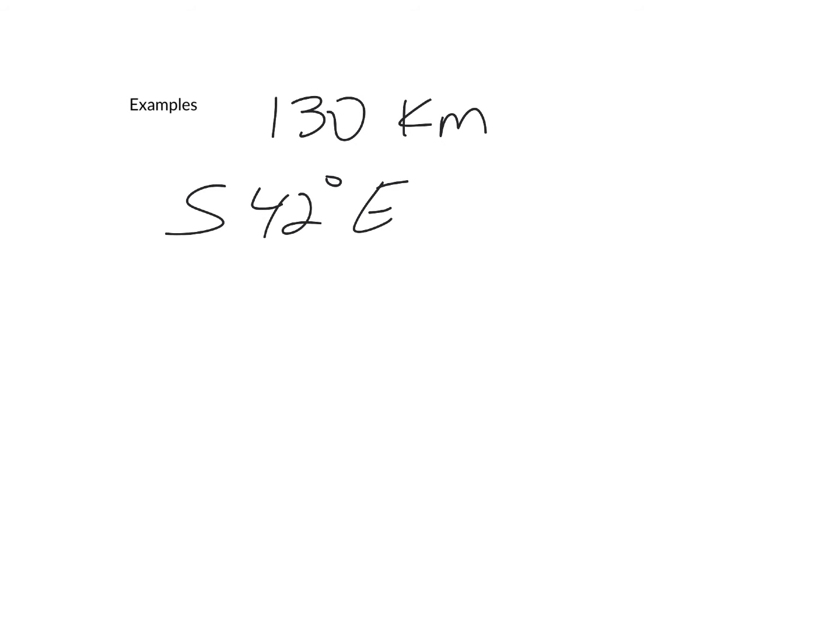Let's say we have a ship, and this ship travels 130 kilometers. It is bearing south 42 degrees east. How far east and how far south has it traveled? So if we're going south, I'm going to dot this, and then 42 degrees east. So it's going to be right there, that's 42 degrees east. And it traveled 130 kilometers.